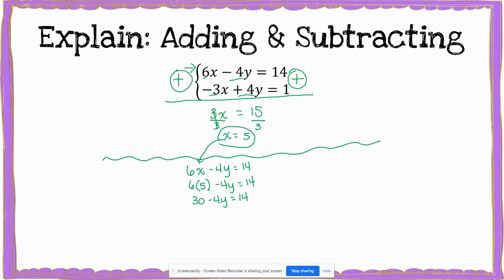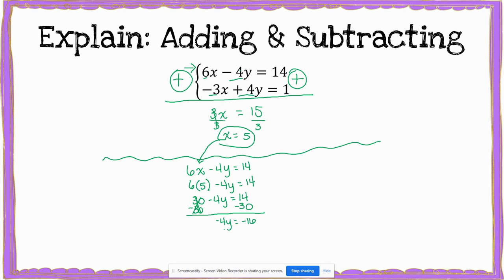Now, this equation can be solved. I know that I need to eliminate this 30. I see that this is a positive 30, so the inverse of that is a negative 30, which means I'm going to subtract 30 from both sides of the equation. 30 minus 30 will cancel. What I'm left with is not 4y, but it's actually a minus 4y, which means that I'm left with negative 4y. Then I have 14 minus 30, which gives us negative 16.